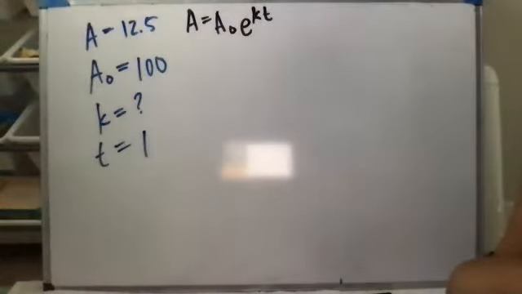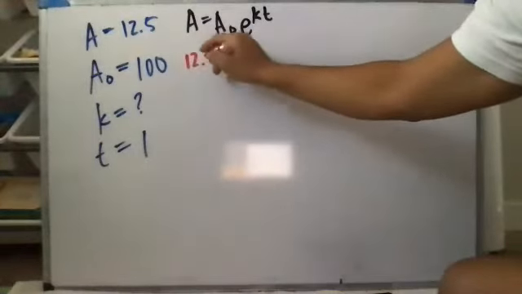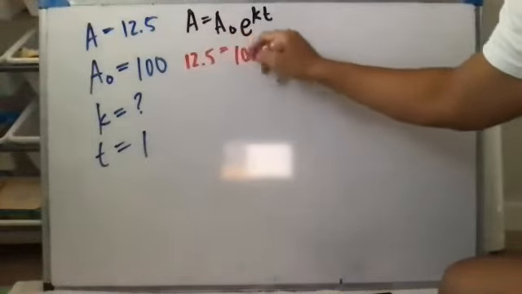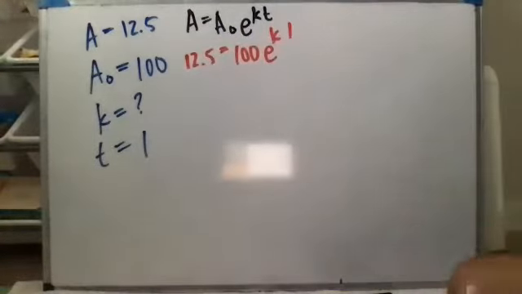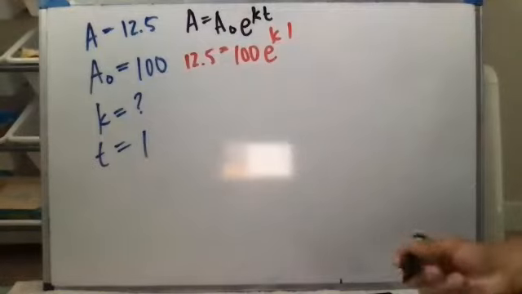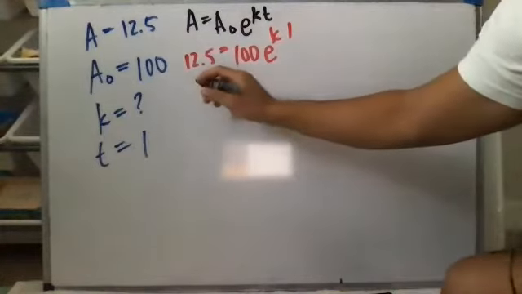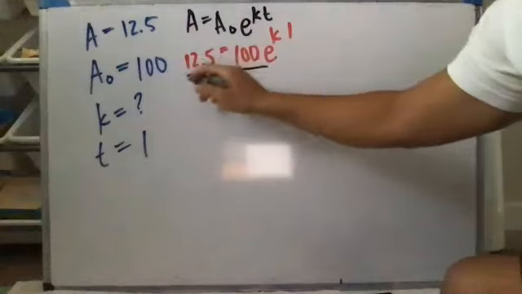And so the first thing we want to do is figure out what K is, because that's the one thing that's missing. So I'll write everything in. 12.5 is equal to 100 e to the K, I don't know, and T is just 1. Okay, so I'm going to solve this now for the one letter that I don't know. I'm just going to alternate between red and black this time. So same like before, going to divide both sides by 100, right? Divide by 100.